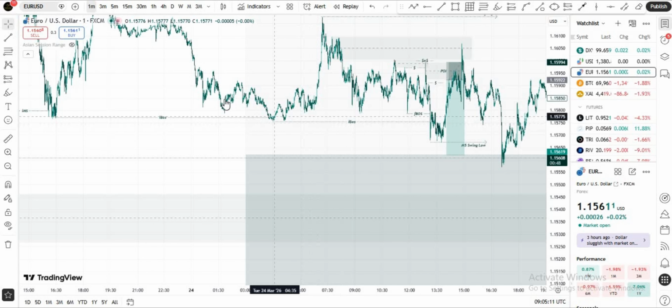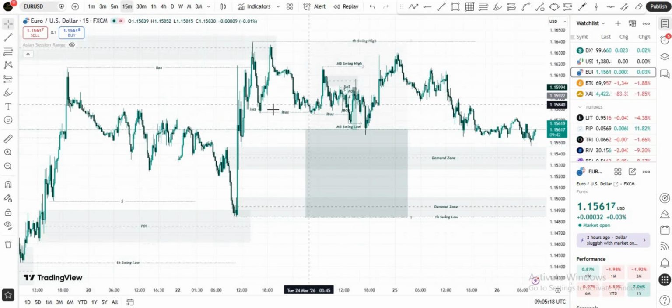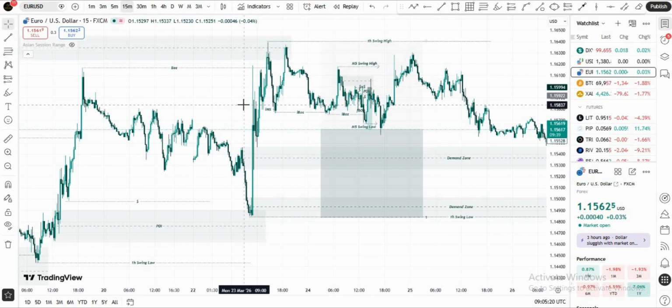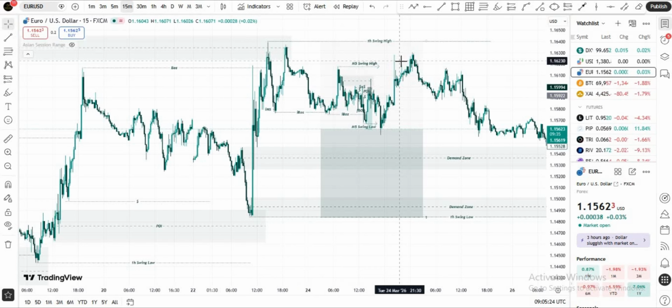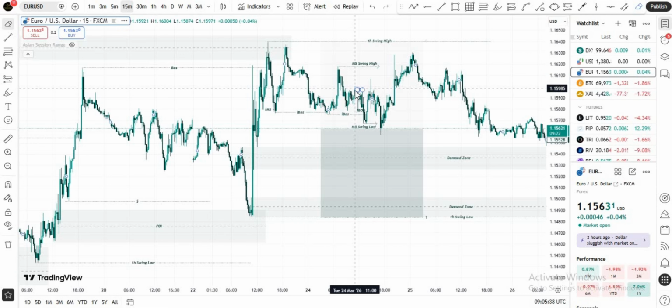I zoomed out a bit to the 15-minute time frame to try to see why that block fell, and why price didn't just respect the POI zone and instead smashed through it, right? Let me clear this chart first, so I can bring more clarity.